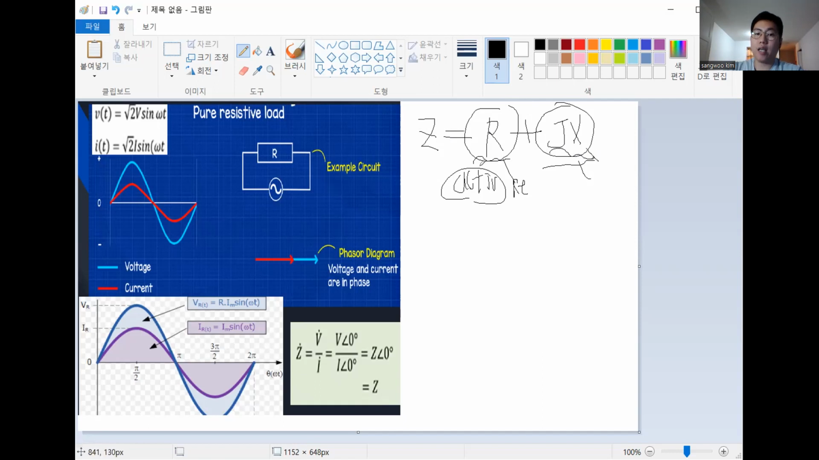But now in this case we have only the real part, the actual active power, and this is the reactive power. We say this is imaginary. I will explain more about it. Okay.